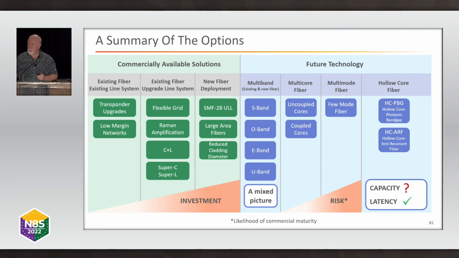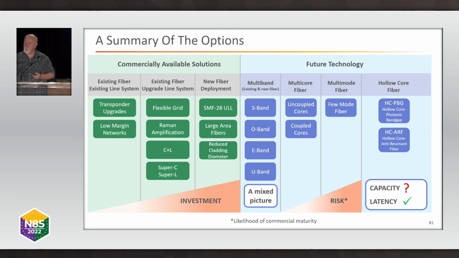BT has a really interesting deployment for 5G front haul. So they can increase the distance from the radio mast to the CUDU by 50%. And that changes the economics of how you deploy 5G networks. And that's because of the lower latency of hollow core fiber.